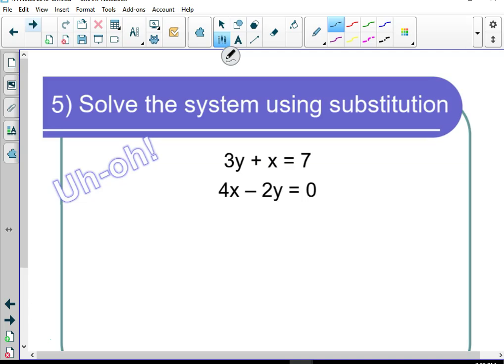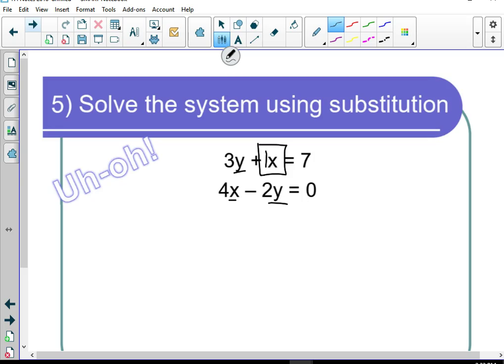Now, we have 4 choices. We can solve for this y right here. If we did that, we'd have to move the x but divide by 3, which would lead to fractions. We can solve for this x. We have to add 2y and divide by 4, fractions. We can solve for that y, no fractions, but still we have to move the 4x over. This one has no coefficient except 1, which we don't write. That's the one we want to solve for.